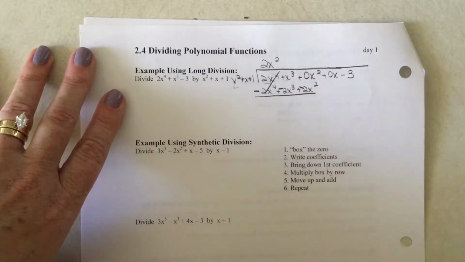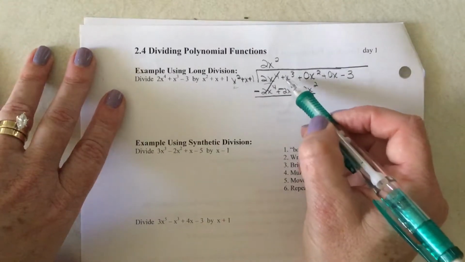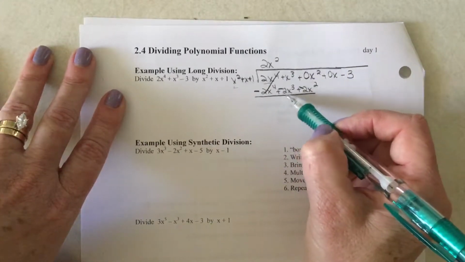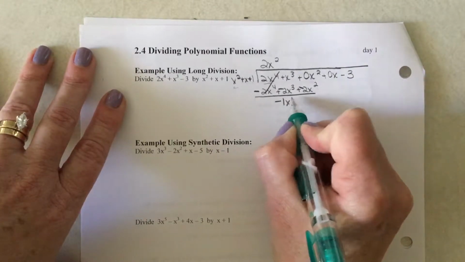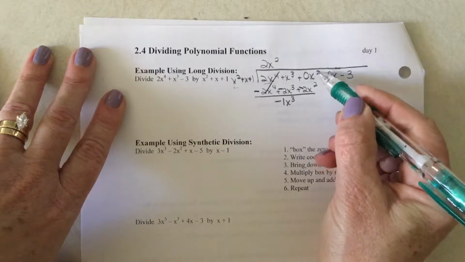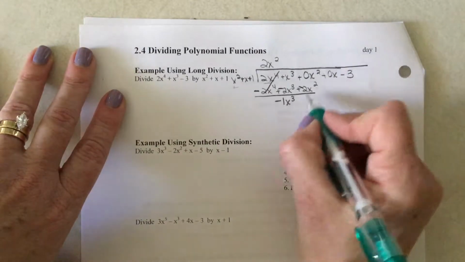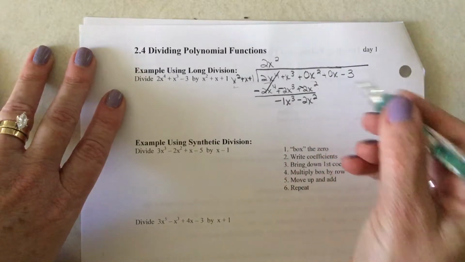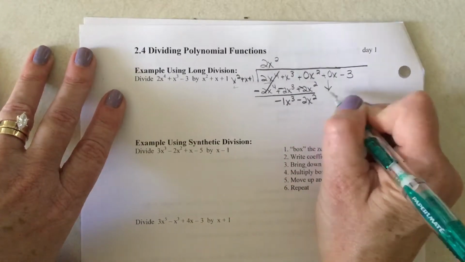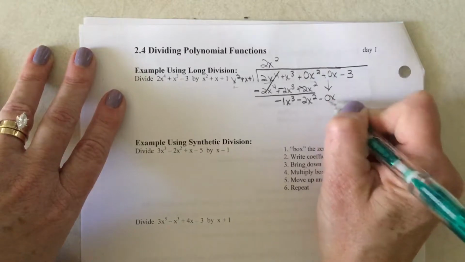The first one better cancel. So now I've got a positive x cubed plus a negative 2x cubed, which leaves me with a negative 1x cubed. 0x squared plus a negative 2x squared leaves me with another negative 2x squared. Then I bring down my 0x.